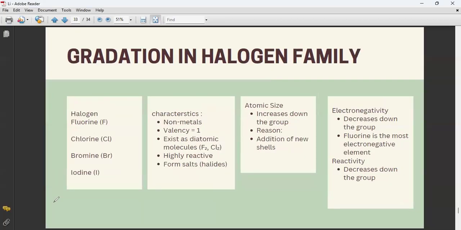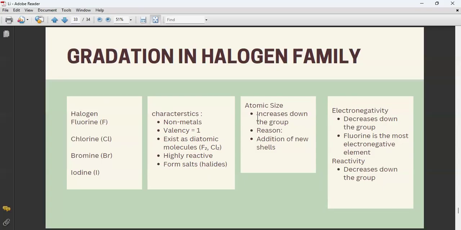Now, gradation in the halogen family. For the halogen family, which are fluorine, chlorine, bromine, iodine, these have the characteristics of non-metals. They have valency 1. They exist as diatomic molecules, which means they exist as F2 for fluorine, which has two atoms, and likewise chlorine. They are highly reactive. They form salts, which we know as halides.